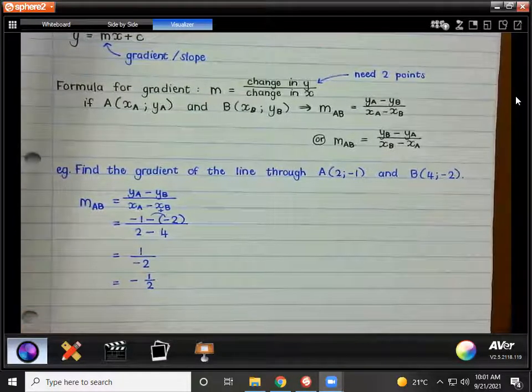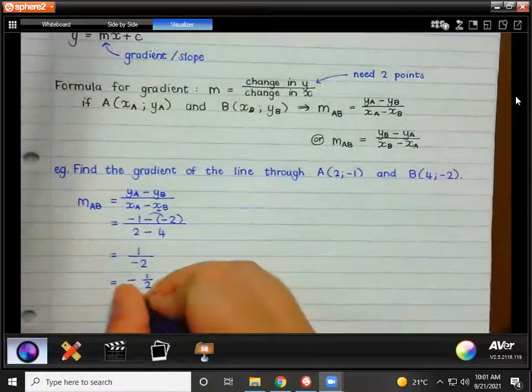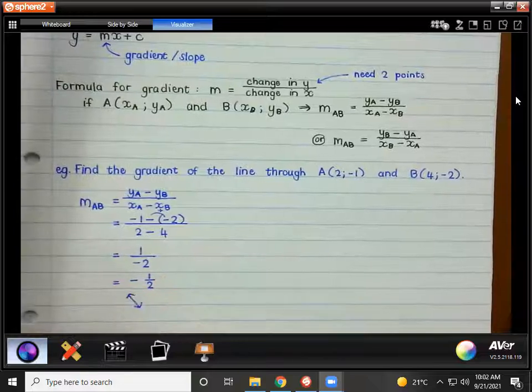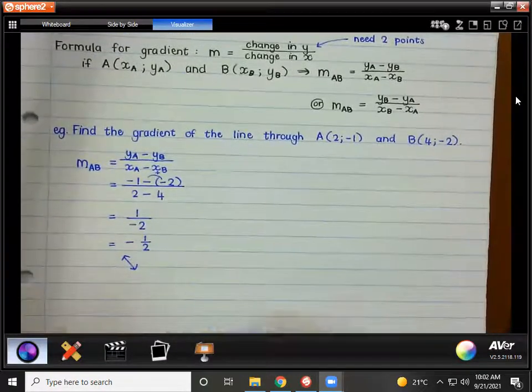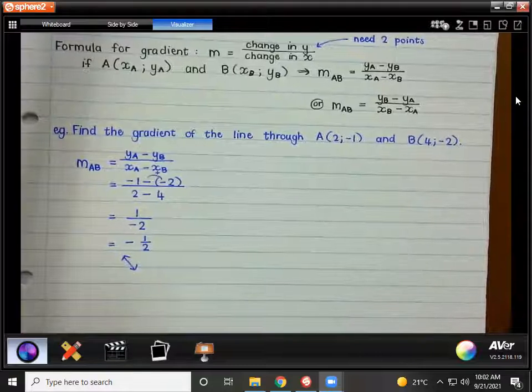So if it has a negative gradient, how is the graph going to look? Is it going to be increasing or decreasing? Decreasing. Just draw a little thing there at the bottom just to show that. That's not a part of your answer, really. We're just trying to link everything up.